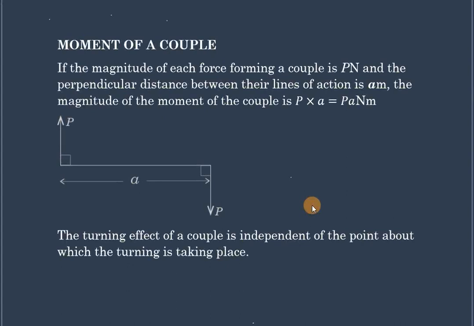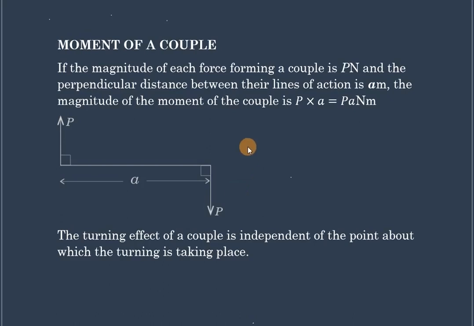Moment of a couple. Now if the magnitude of each force forming a couple is P newtons, and the perpendicular distance between their lines of action is A meters, the magnitude of the moment of the couple is PA. Like here you have the forces, this one, that one. They are parallel forces acting in opposite directions, so basically they constitute a couple.